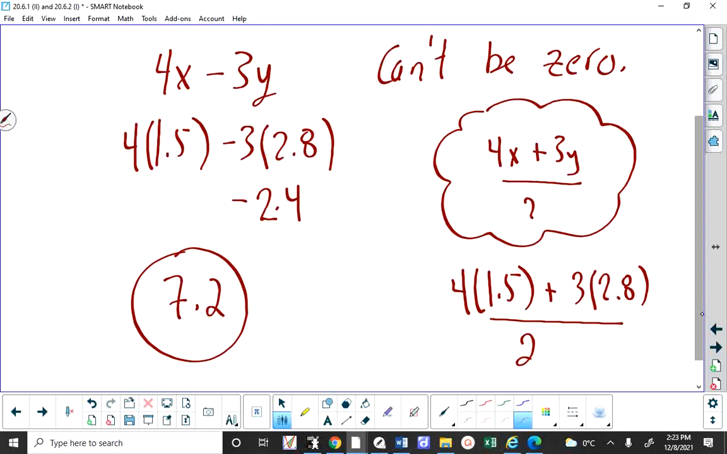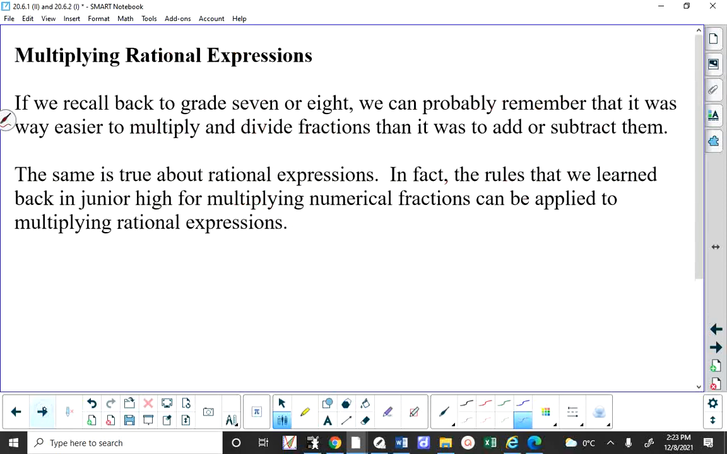That's kind of the leftovers from yesterday's lesson. Now we're going to look at multiplying rational expressions.